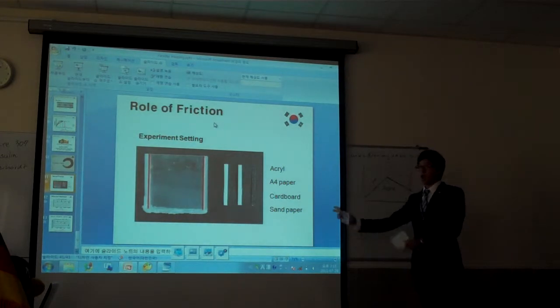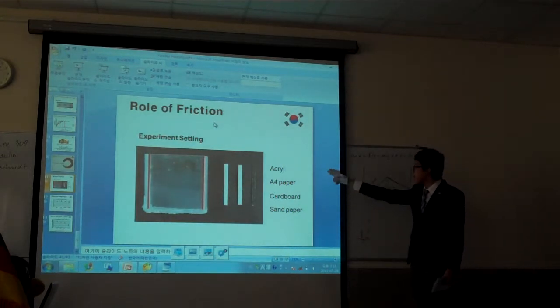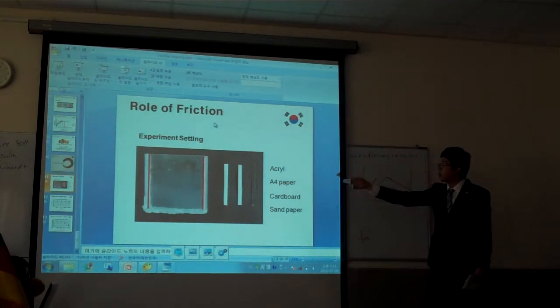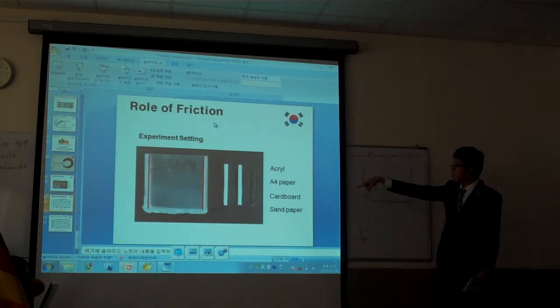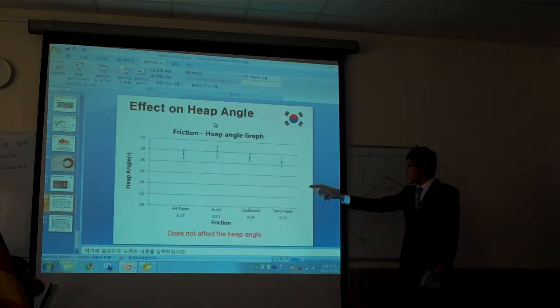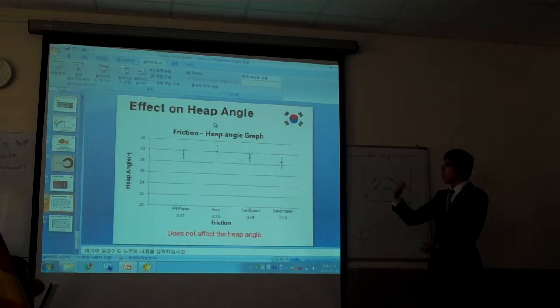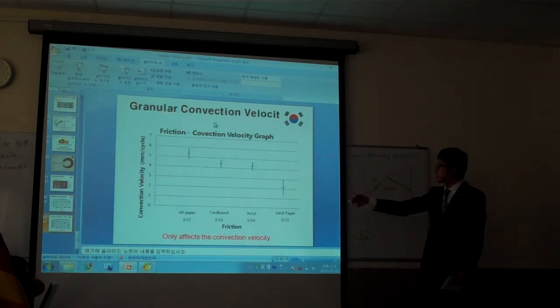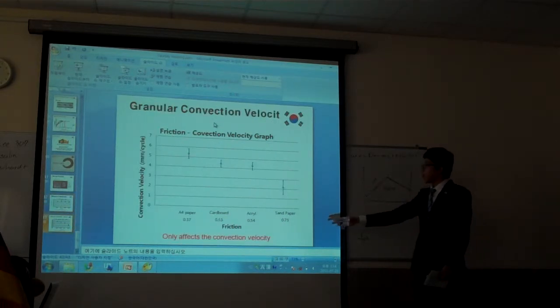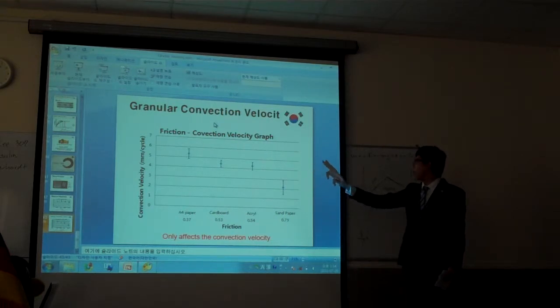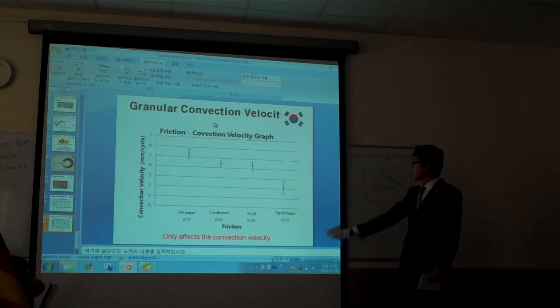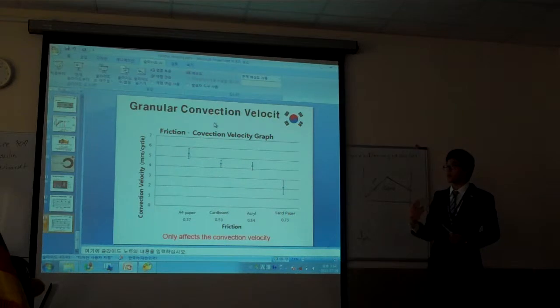In this slide, I have actually managed to vary the friction due to the walls using acrylic paper, cardboard, and sandpaper. And as you can see, even as the friction changes, the heap angle did not change. The error bars overlap each other, so I can conclude that the heap angle did not change very much. However, what changed was the convection velocity, which I could explain by the displacement per each cycle of the sand, and the only change caused by the friction was the convection velocity, which was the displacement per cycle.